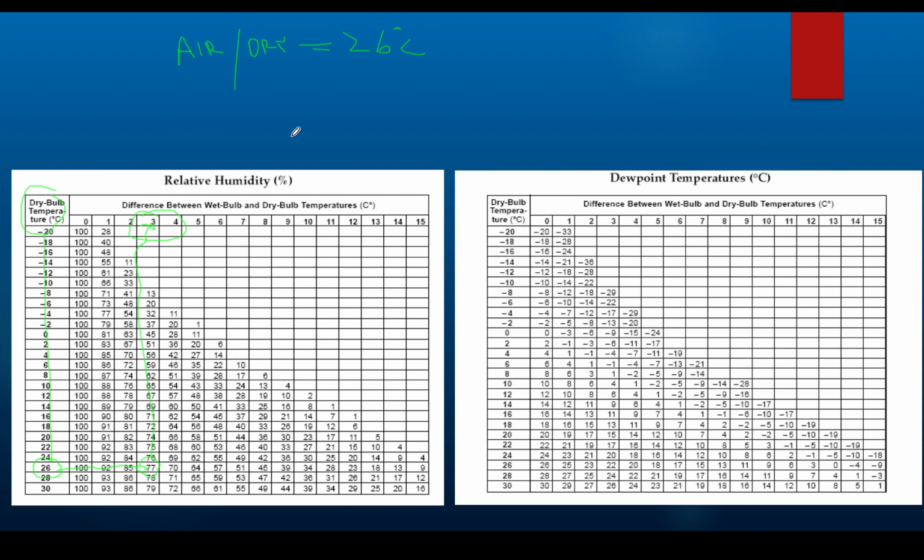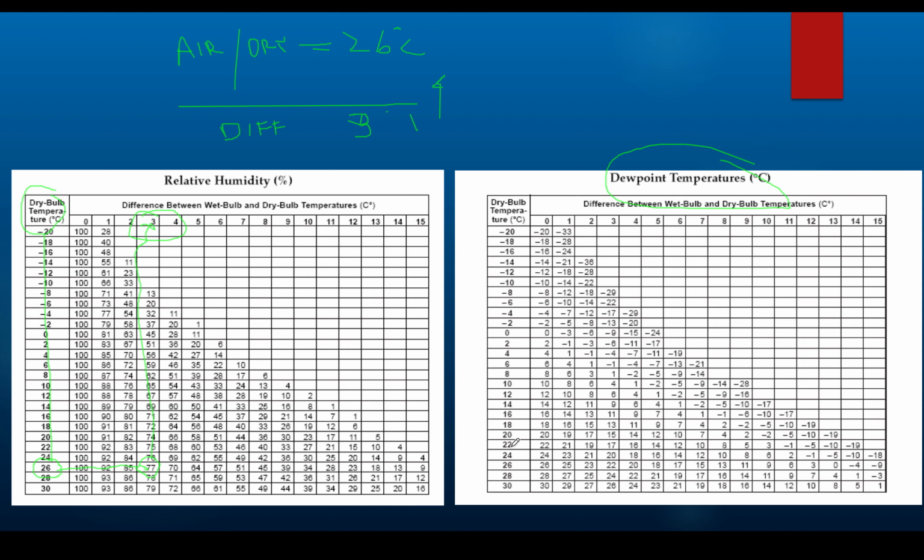We know the difference is 3. Here we are. So what number can I subtract, or what is the wet bulb? What number can I subtract to get the difference? It would be 23. But the question's not asking for that. It's asking what the dew point is. So we have to look at this chart.